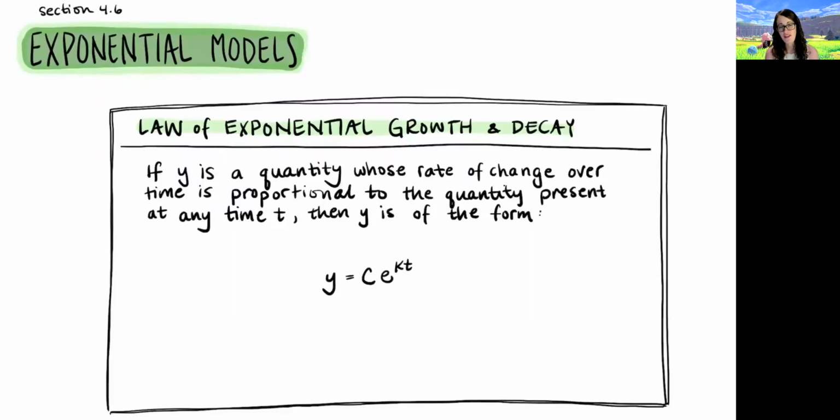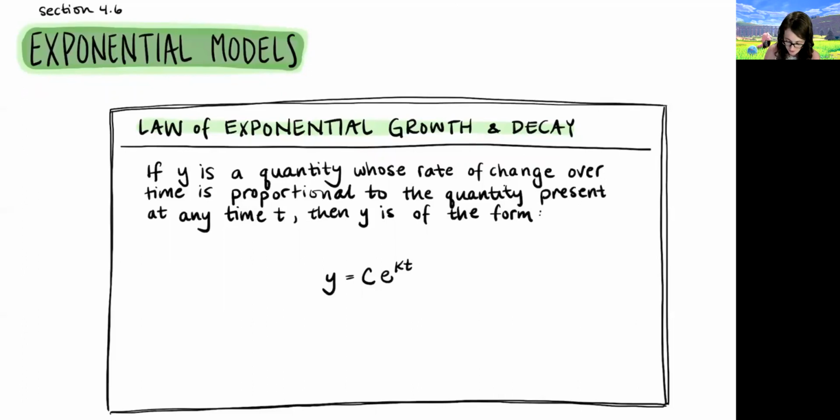So we have a thing called the law of exponential growth and decay, which says that if you have a quantity whose rate of change over time is proportional to the quantity present at any time t, then a formula for the amount of thing that you're looking for, the quantity y, is exponential in its form. So in other words, you can write it as y equals ce to the kt.